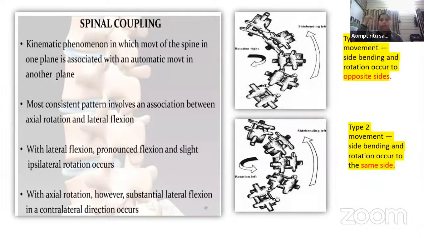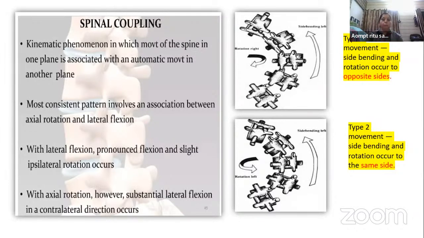Like in the cervical spine, in the upper cervical there is a type 1 rotation, the coupled motion, and nobody is deliberately performing these movements. It is the intrinsic movement of the spine. It is a spontaneous movement which occurs in the spine when it is moving. Like in rotation to the right, if it is type 1, the side bending will be to the left.